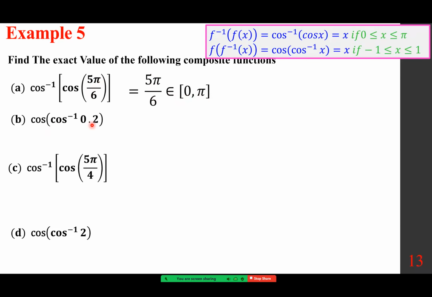Cosine of cosine inverse of some number, in this case 0.2. This number must be between -1 and 1 to give us the same answer. Is 0.2 between -1 and 1? The answer is yes. Therefore, the answer is 0.2.